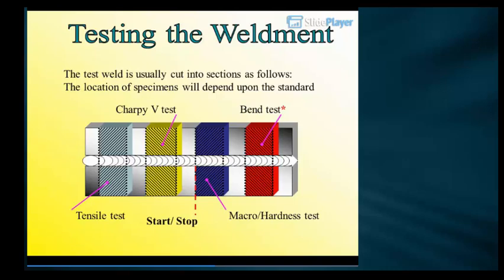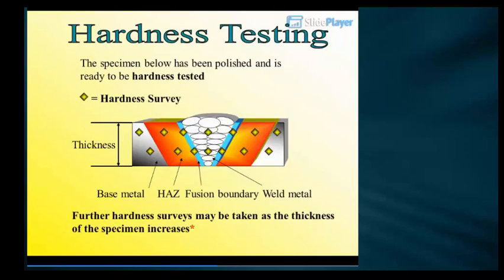The location of specimens will depend upon the standard. Charpy V test, bend test, tensile test, macro/hardness test, start/stop. Hardness testing. The specimen below has been polished and is ready to be hardness tested. Hardness survey. Base metal, HAZ, fusion boundary, weld metal. Further hardness surveys may be taken as the thickness of the specimen increases.